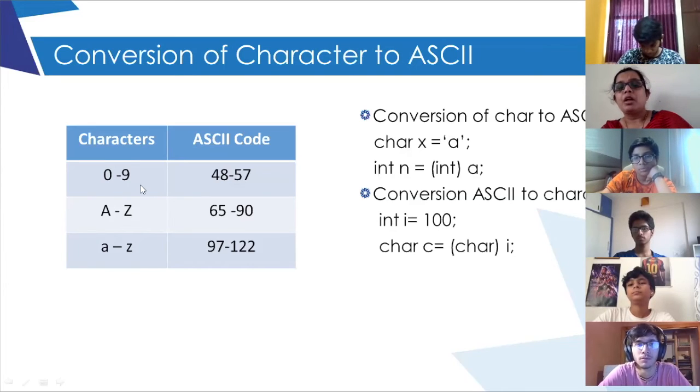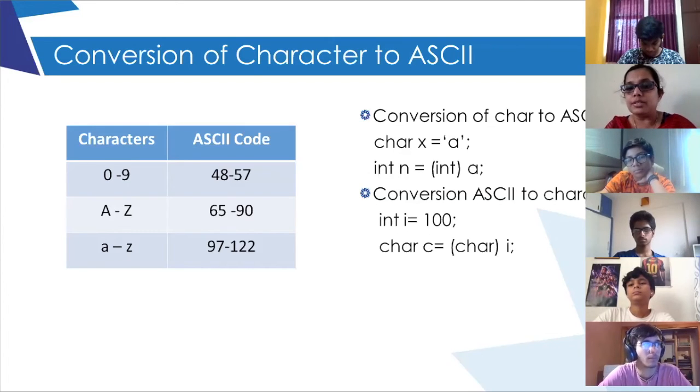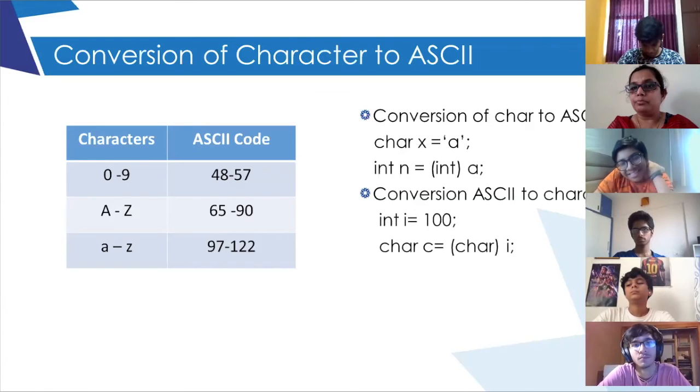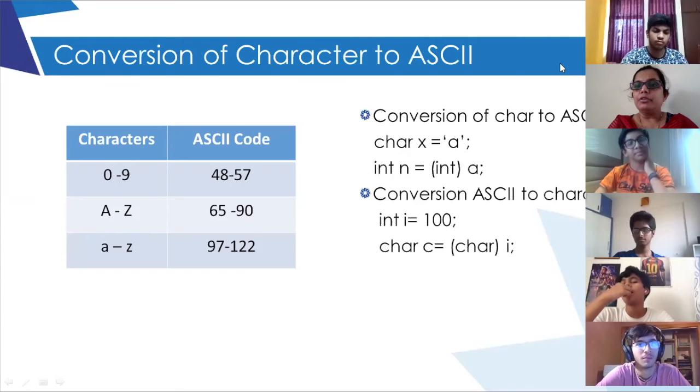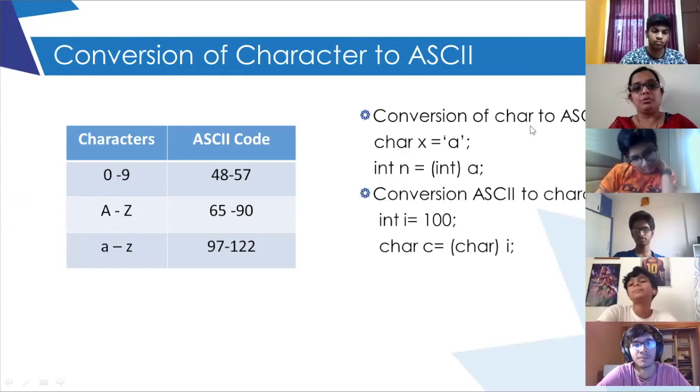I'll explain. So the numbers from 0 to 9 are written as 48 to 57. Now the capital letters A to Z, you have to learn this. Capital letter A starts with 65. This question comes in the exam. That is why I'm telling you. This is very, very important. Now, how will you convert a character to its ASCII code?